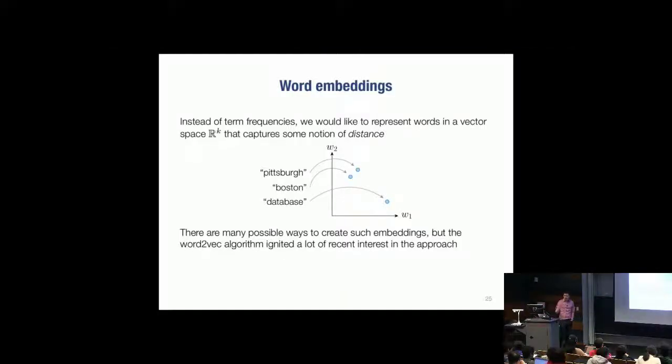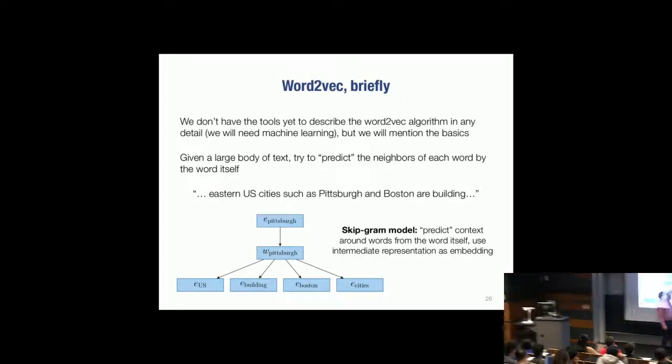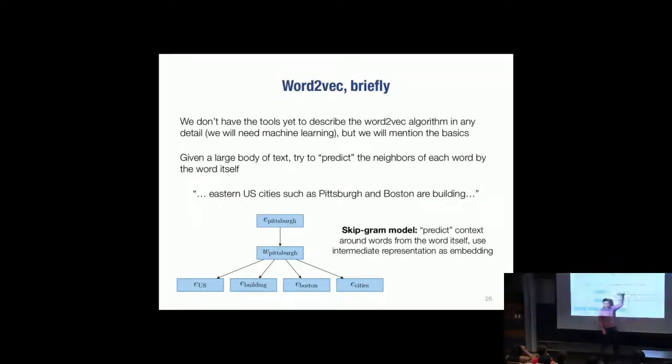Okay, so how do you construct these word embeddings? Again, we don't really have the tools to do that yet. We'll cover similar things when we talk about machine learning. If we have a lot of time, we'll come back to these kinds of models. They're actually quite simple. There are a few ways of doing it. One of the most common is called a skipgram model. For an entire corpus, you look at words like Pittsburgh, and you look at words that occur around Pittsburgh on both sides of it. You remove maybe stop words, but keep cities, U.S., Boston, building, that kind of stuff.